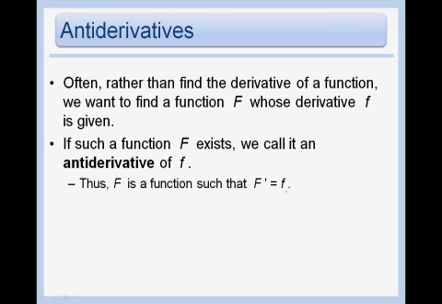Antiderivatives are just a way of going backwards. So instead of finding the derivative, we might want to find its antiderivative, so we go backwards. If we have a function f, then we denote its antiderivative as capital F. And the derivative of the antiderivative is just going to be the function itself.